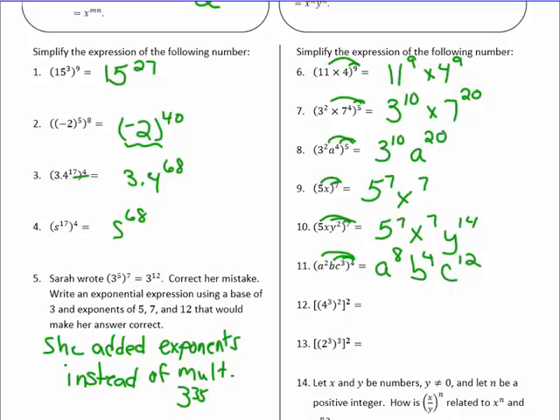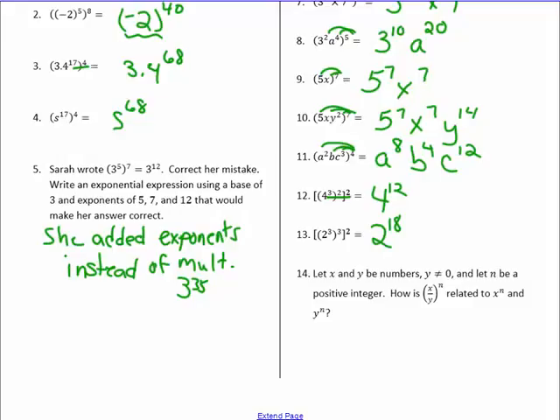For number 12, here I just have one base, but I have 3 different exponents. I'm going to multiply all 3 of those together. So I'm going to have 4 to the, let's see, that's 6 times 2, that's 12, I hope. And for number 13, we're going to have 2 to the 18th, assuming I multiplied that correctly.